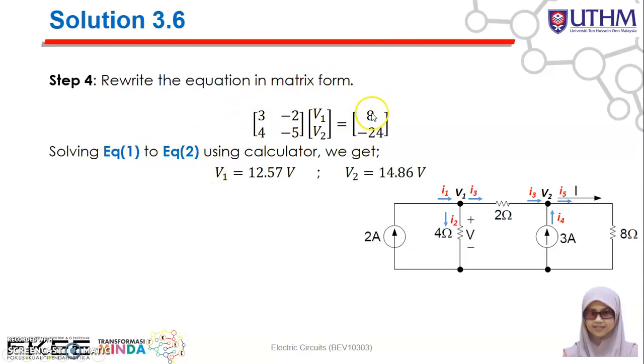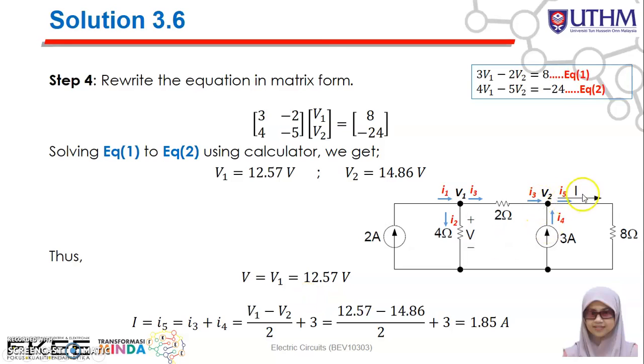Or you can just solve the above matrix form using the calculator to get V1 equal to 12.57 volt and V2 equal to 14.86 volt. Okay, but the question is asking about the value of V and the value of I, right? So in this case, V will be equal to V1. So V is 12.57 volt.